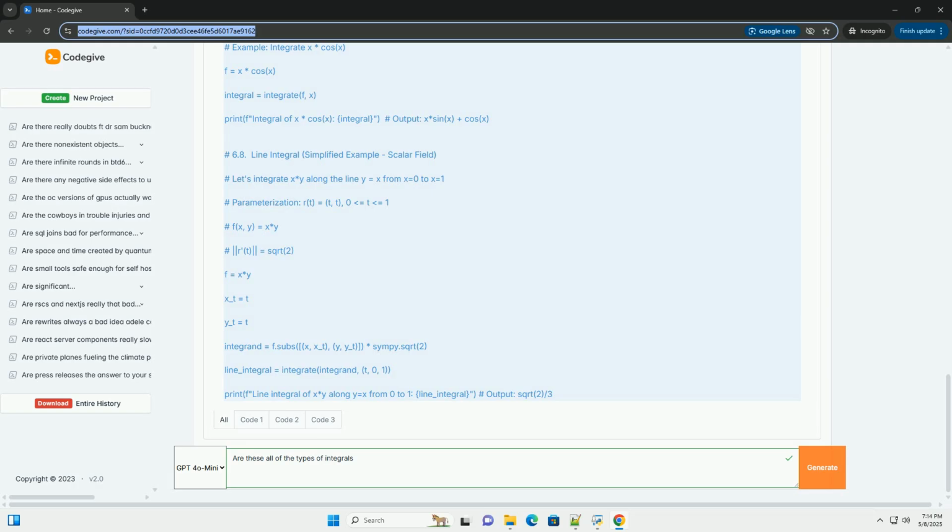3.4. Line integrals, path integrals. Definition: a line integral integrates a function along a curve, or path, in space. The path is often parameterized by a parameter, usually t. Line integrals are used to find the work done by a force along a path, the mass of a wire with varying density, etc.